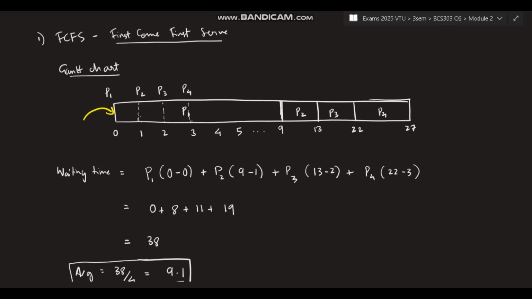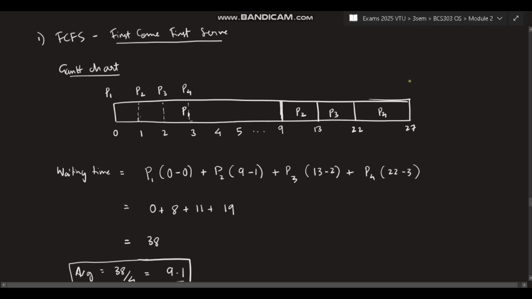Now like that for P2, when it came, P2 came at the first second, right? And when did P2 start executing? P2 started executing at the 9th second, when P1 got over. So the 9th second execution started, and it came at 1 second. So it was waiting for this time. Okay, it was waiting for 8 seconds. So P2's waiting time is 8 seconds.